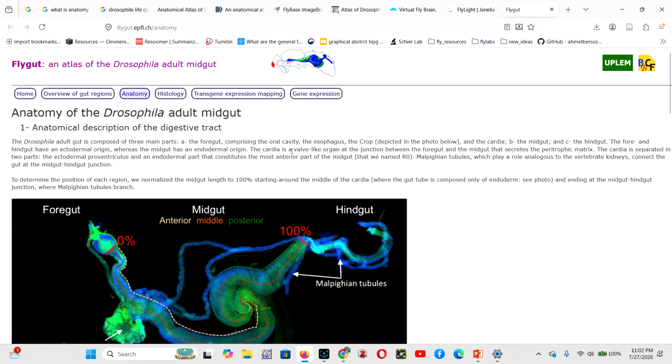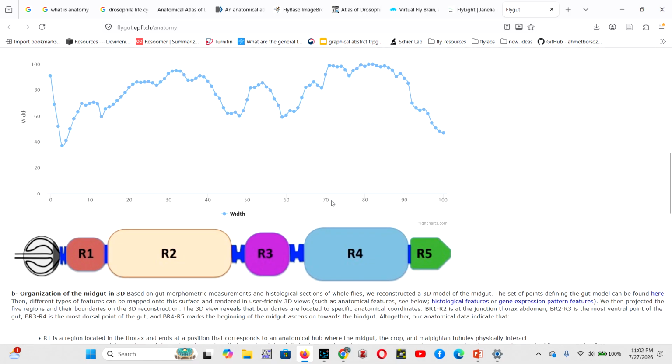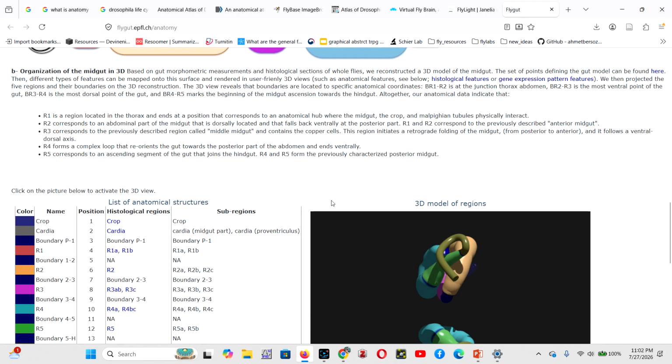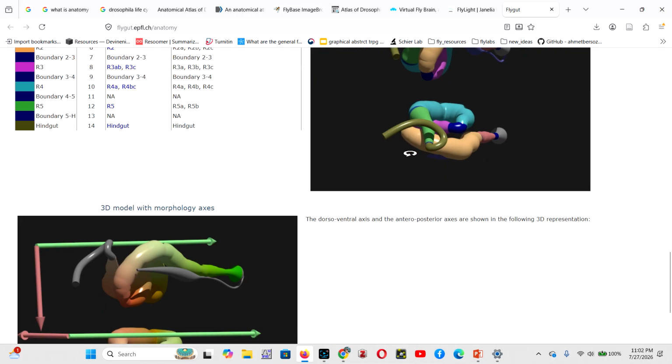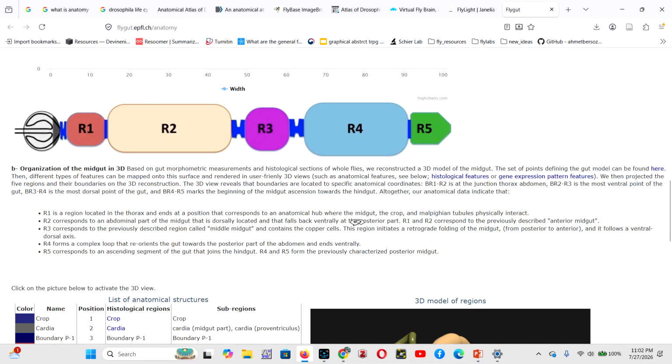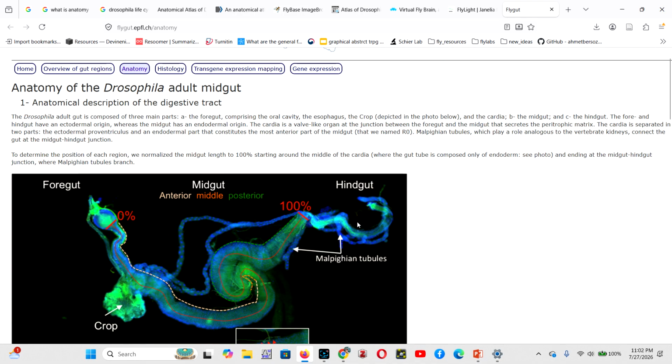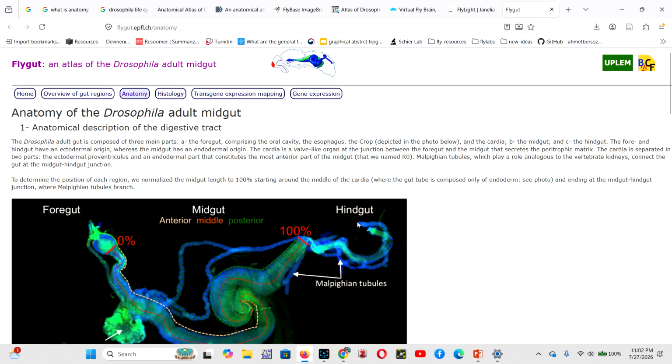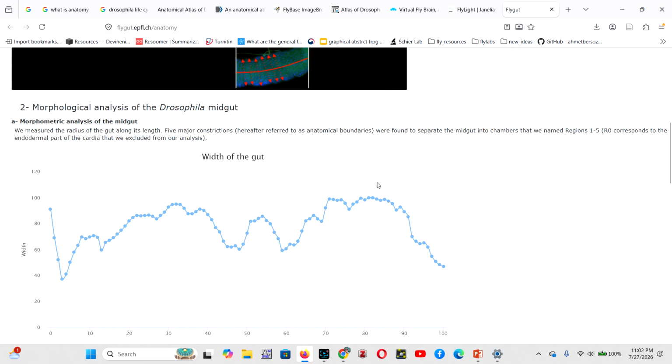Then again, we have another very good website if you are working on the fly gut. It's the Atlas of the Drosophila adult midgut. This is going to tell you everything when it comes to the gut. Again, it's a very good resource. Nowadays, people are really interested in exploring the Drosophila gut, or the fly gut, so this resource is very important.